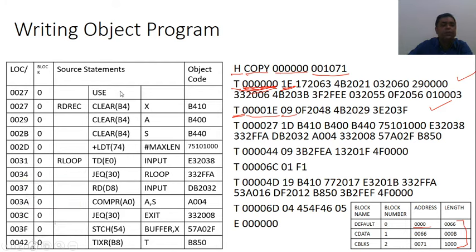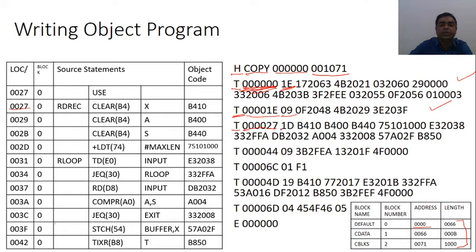Here I am getting the instruction USE. USE means this part of the program belongs to the default block. So our next text record will start from 0027, and it is written here as 000027, because this text record is also from the default block, whose starting address is 0000. When we add 0000 to 0027, we get the same value, 0027.